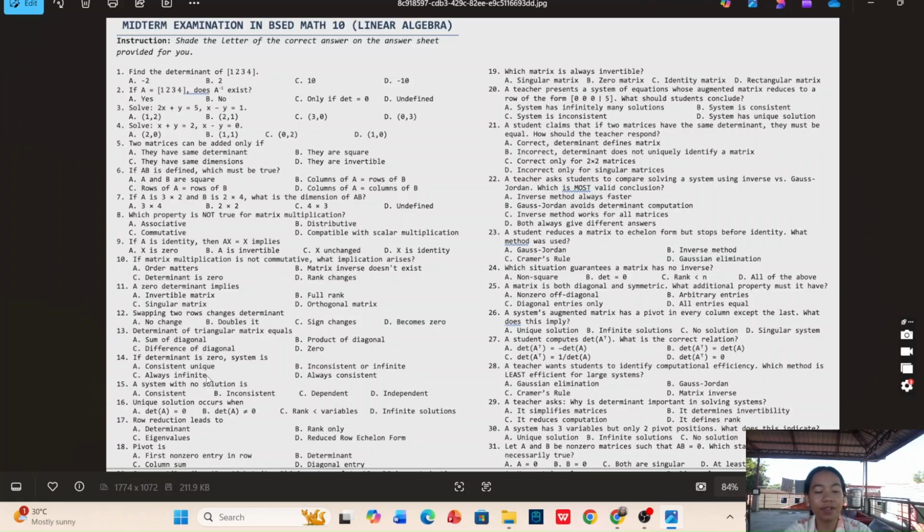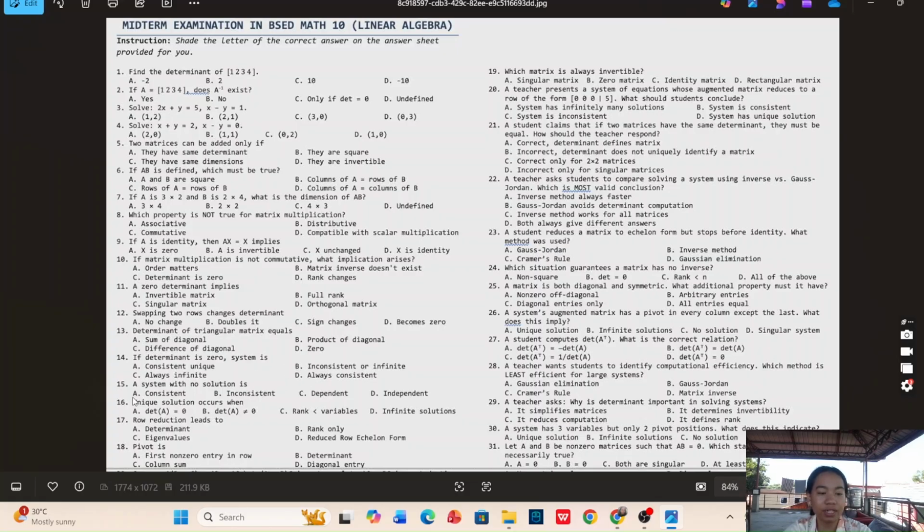Number 14 is, if determinant is 0, system is A, consistent, unique, B, consistent or infinite, C, always infinite, and letter D, always consistent. The correct answer for number 14 is letter B. It's because if the determinant is 0, the system cannot have a unique solution and is either inconsistent or has infinitely many solutions. Again, the correct answer is letter B.